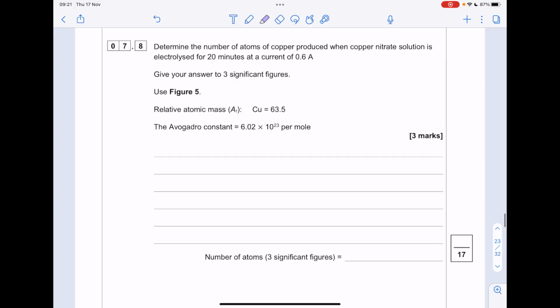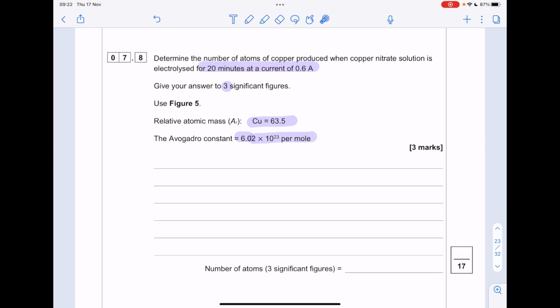Determine the number of atoms of copper produced when copper nitrate solution is electrolyzed for 20 minutes at a current of 0.6 amps. Give your answer to 3 sig fig. Here's your mass of copper, and Avogadro's constant is this. Don't stress about this. I know it looks almost like we've dipped into physics here with this time and current, but use your knowledge of mole calculations.